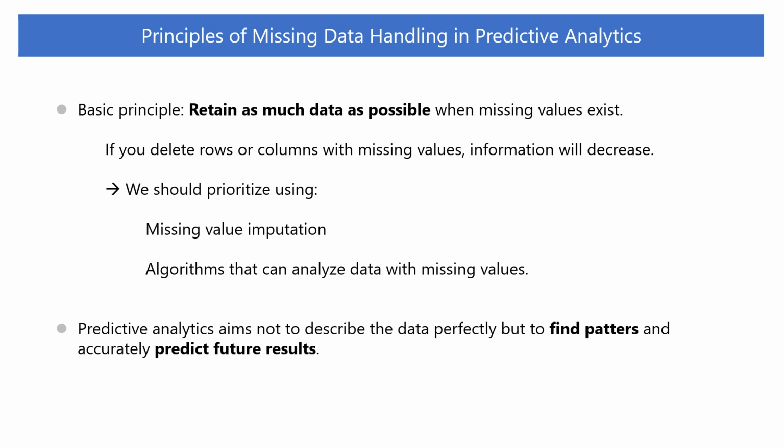You may feel strange about imputing missing values with estimated values, but predictive analytics aims not to describe the data perfectly, but to accurately predict future results. For this reason, it is more important to discover the patterns hidden in the data as a whole than to ensure the accuracy of each piece of data. To find these patterns, it may be more effective to fill in missing values and retain data that is not perfectly accurate, but close to the actual data, rather than delete data to reduce the amount of information due to missing values.